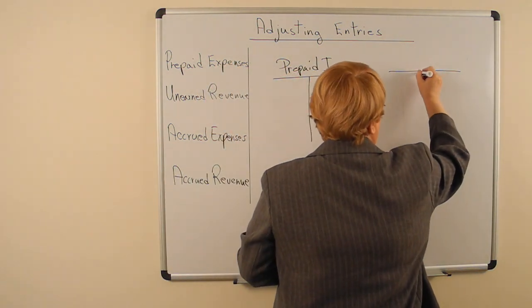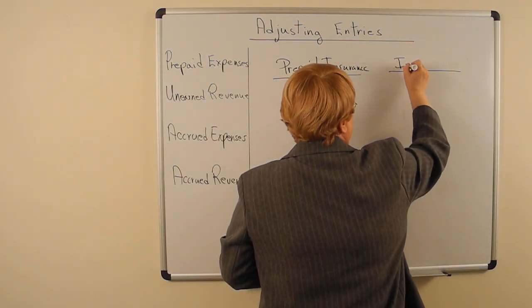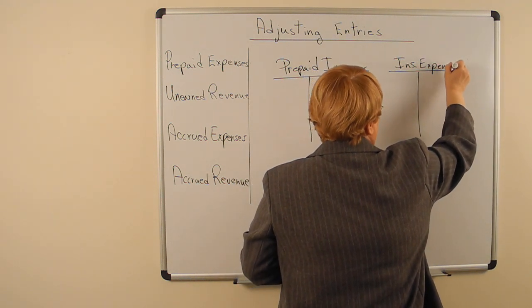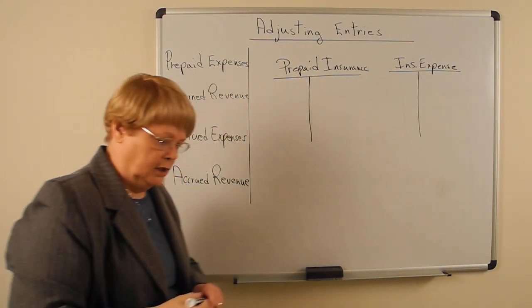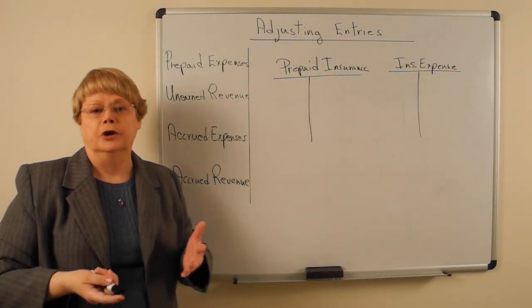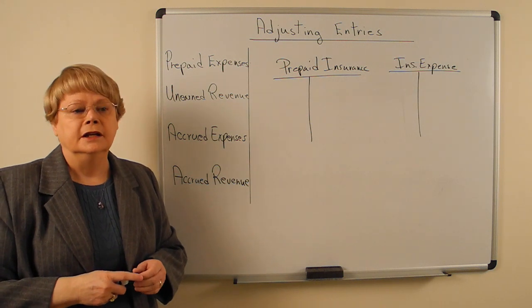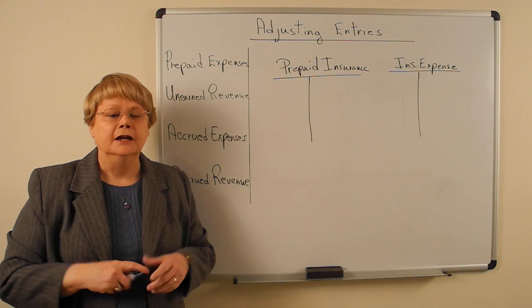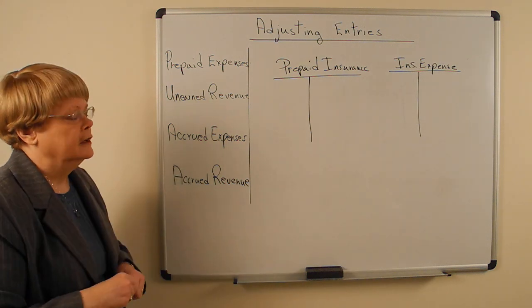And this time we'll have insurance expense. Abbreviate a little bit there. Okay. Now, a lot of times companies will pay for insurance in advance. They pay for maybe a one-year policy or a two-year policy. But you haven't actually incurred that expense until time passes. Again, we have a timing difference.